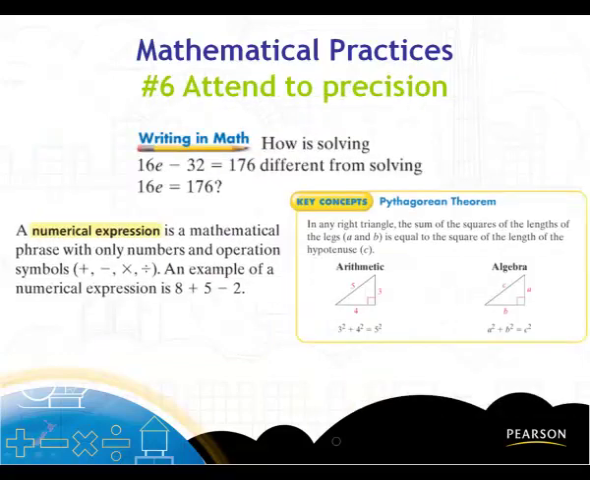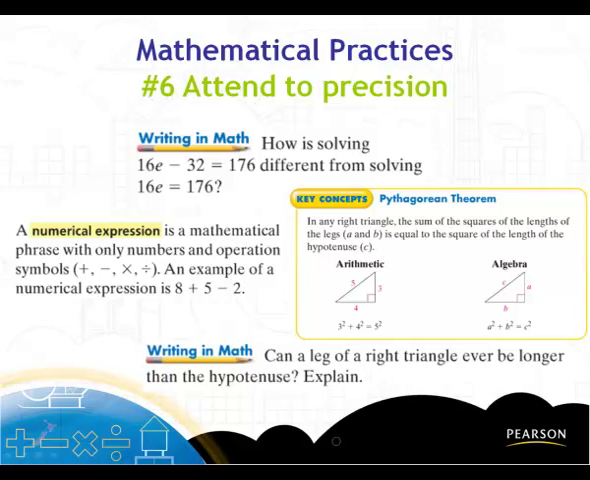Mathematical Practice number 6: Attend to precision. Every lesson requires students to communicate with precision. Students are expected to use mathematical terms and symbols with precision. Key terms are highlighted in each lesson and important concepts explained in the Key Concepts features. In the Check Your Understanding feature, students revisit these key terms and provide explicit definitions or explanations of the terms.